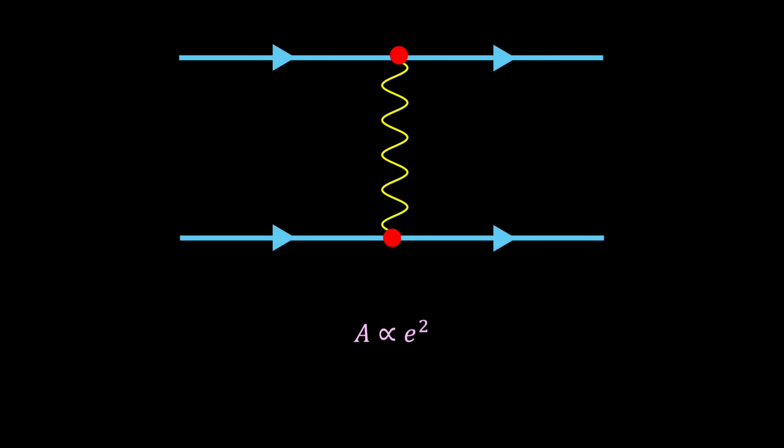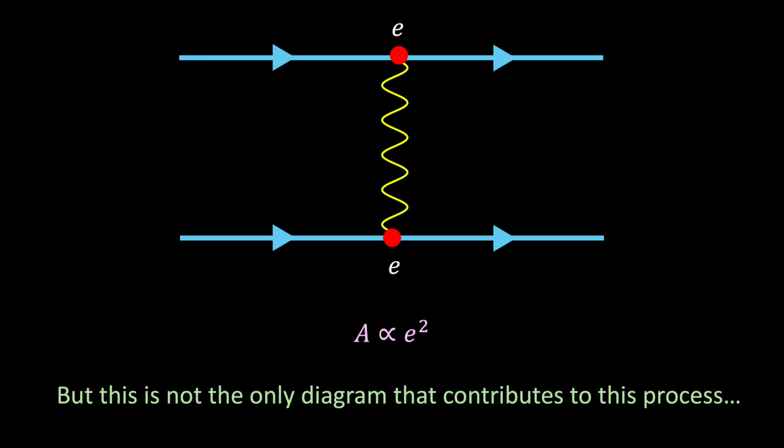Okay, so to very quickly summarise, each vertex gave rise to a factor of e, the fundamental unit of charge, and therefore the probability amplitude corresponding to this diagram is proportional to e squared. But this is not the only diagram that contributes to this process of two electrons interacting via the exchange of virtual photons.